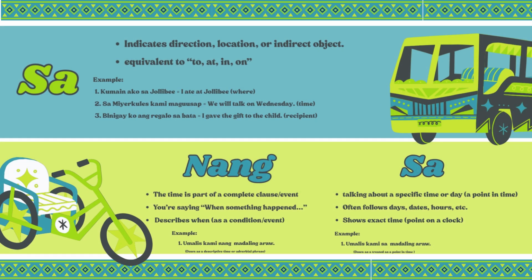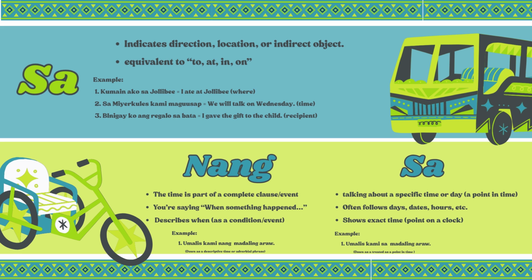Both nang and sa can be used to tell time. However, they function differently. With nang, the time is a part of a complete clause or event, or it is describing when something happened. In a sentence, umalis kami ng madaling araw. In this sentence, madaling araw or dawn is a descriptive time or adverbial phrase.